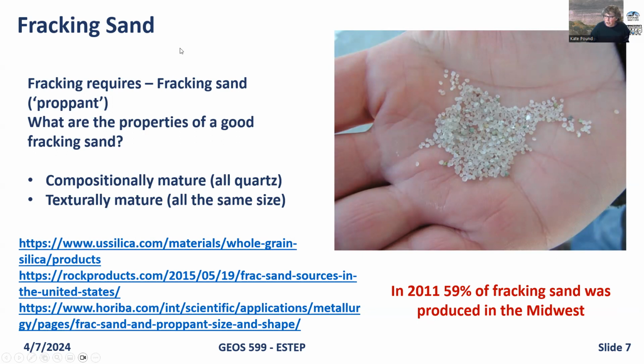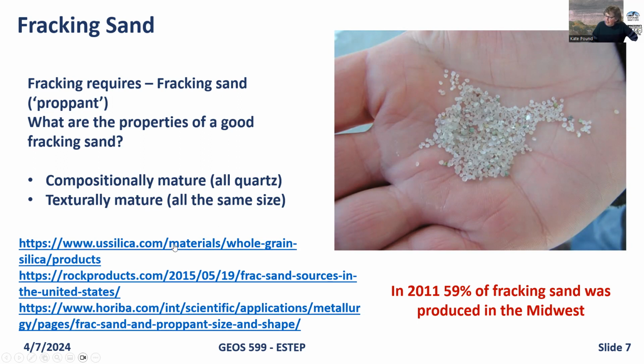So we mentioned that fracking requires this fracking sand, which also gets called proppant. So here we have some really good fracking sand. What are the properties of a really good fracking sand? Well, it needs to be a mineral that doesn't crack or fracture easily. So a mineral that doesn't have cleavage. So we end up going with quartz. Now, we also want to make sure that it is texturally mature, all about the same size, because we want to be sure that we can hold fractures, cracks, fissures open to a certain degree. And we also want it to be the same shape. So quartz is the fracking sand of choice.